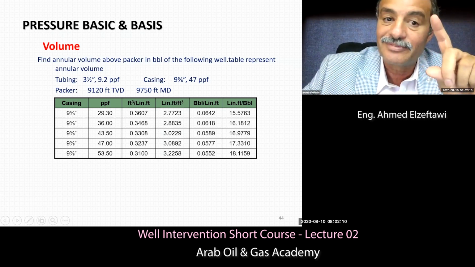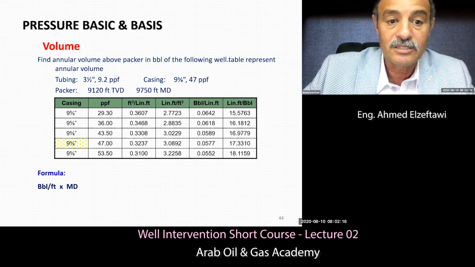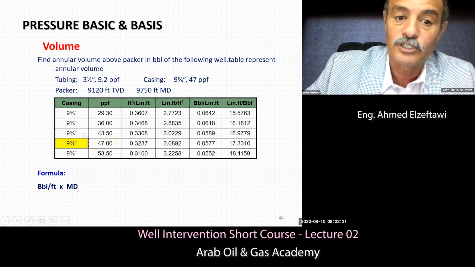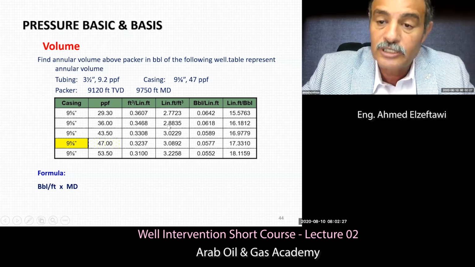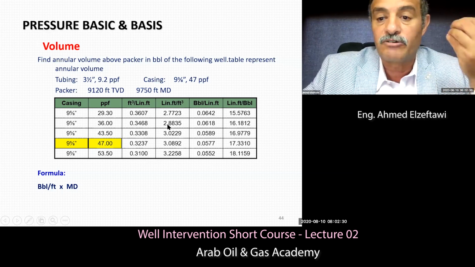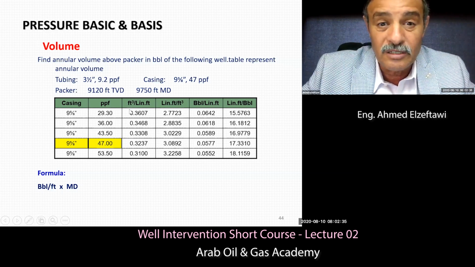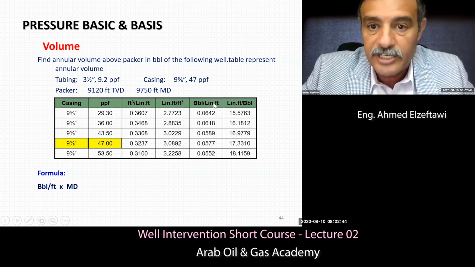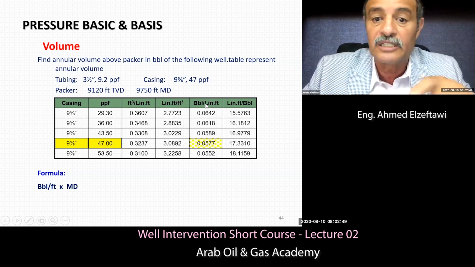But which pound per foot? It is 47. So we'll go to this column. This is our casing, which is 47 pound per foot. And now these four columns represent the annular volume. But since we are using API, and he needs it in barrels, if we go here, this is cubic feet per linear foot, this is not our case. Barrel per linear foot, yes. This is our column, so we have to go until it intersects this column.